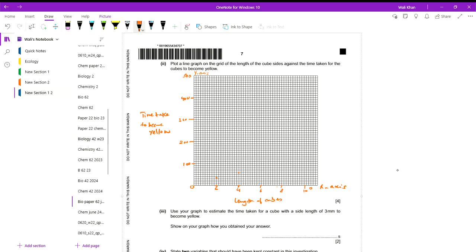170, here is 170. 275, somewhat here. And then 445, it is between 400 and 500, somewhat here. So we have to join that. Okay.